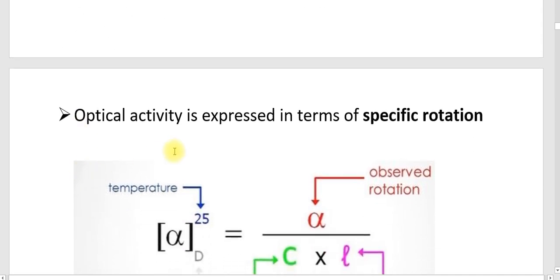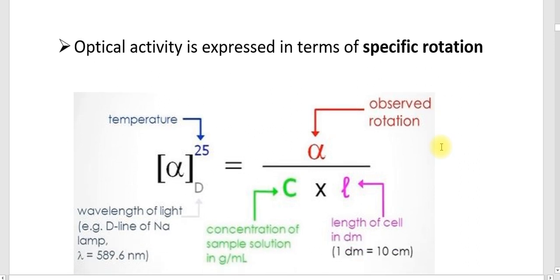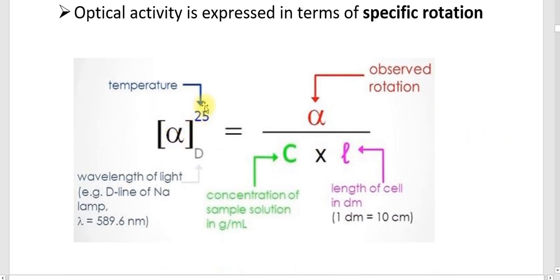We know that the optical activity is expressed in terms of the specific rotation, as I have already told you, and it is represented as [alpha] with superscript 25 and subscript D, which is equal to alpha divided by C into L. Here 25 represents the temperature, and D represents the wavelength of the light, for example the D line of sodium lamp, or lambda equal to 589.6 nanometer. C is the concentration of the sample solution that we have taken in gram per milliliter, L is the length of the cell in decimeter, and alpha is the observed rotation. So this is a simple representation of the specific rotation, and it gives the full information about the optical activity.